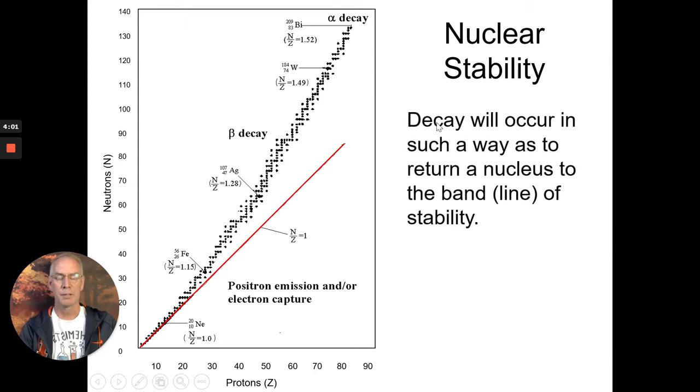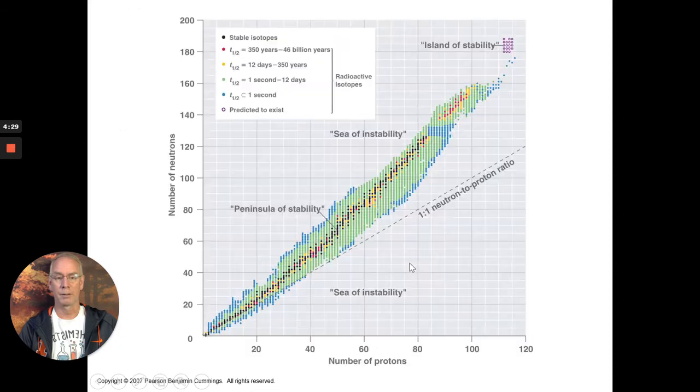So what happens is Mother Nature will cause a decay to occur in a way that the atom will move toward this band of stability, the black dots. Now what you're actually looking at there is if you go vertically up, if you see 5 dots, that means there's 5 isotopes of that particular atom with that number of protons. And so the atoms, Mother Nature would like the atoms to be on that band of stability.